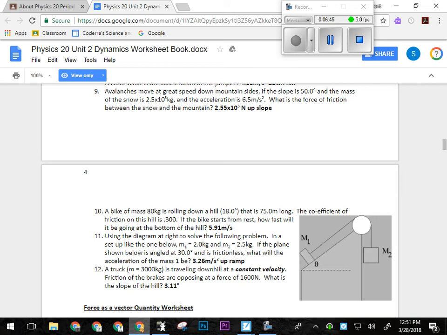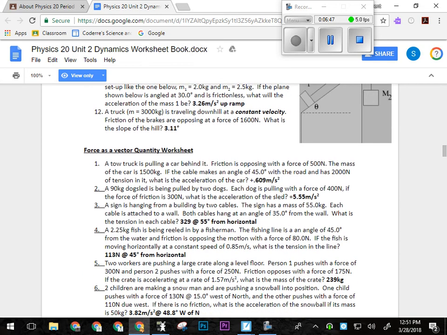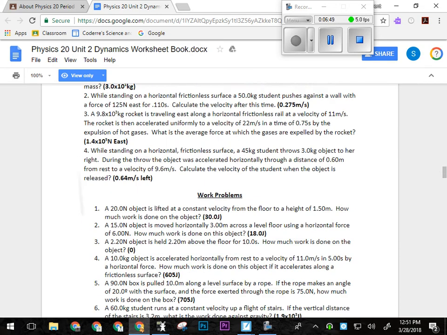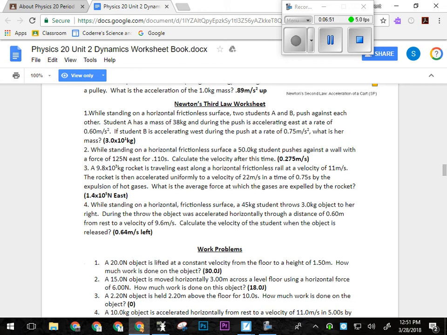All right, so what I want you guys to work on right now is these four. We just did the first one, so do 2, 3, and 4. They're Newton's third law problems. I'm going to give you a few minutes to work on those, see if there's any problems, and then we're going to finish up all the Newton's second law stuff.